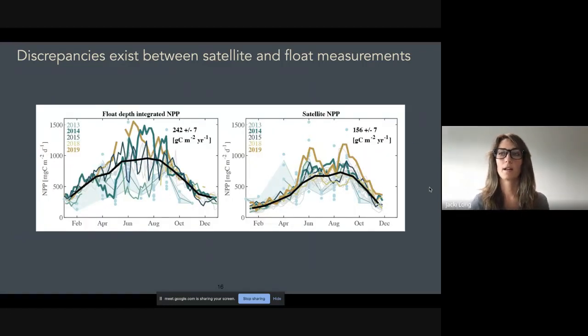And in comparing climatologies of float and satellite integrated net primary production, there are some clear seasonal differences. So on the right, we're looking at satellite results for each year, shown in the colored lines in the background.